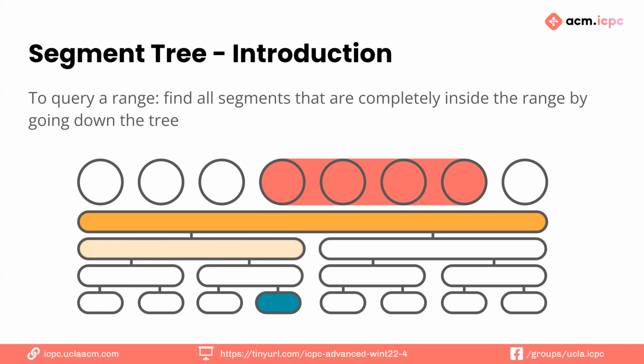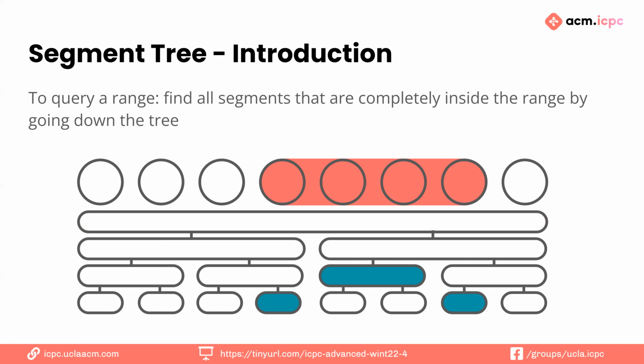Since we're done here, we backtrack and then look at the right half. The left half is completely inside, so we add that to our sum. And then that segment is completely inside, so we add that to our sum. Now we're done, and you see that we haven't overcounted, and we counted everything in our range. So that's exactly the sum of that range.